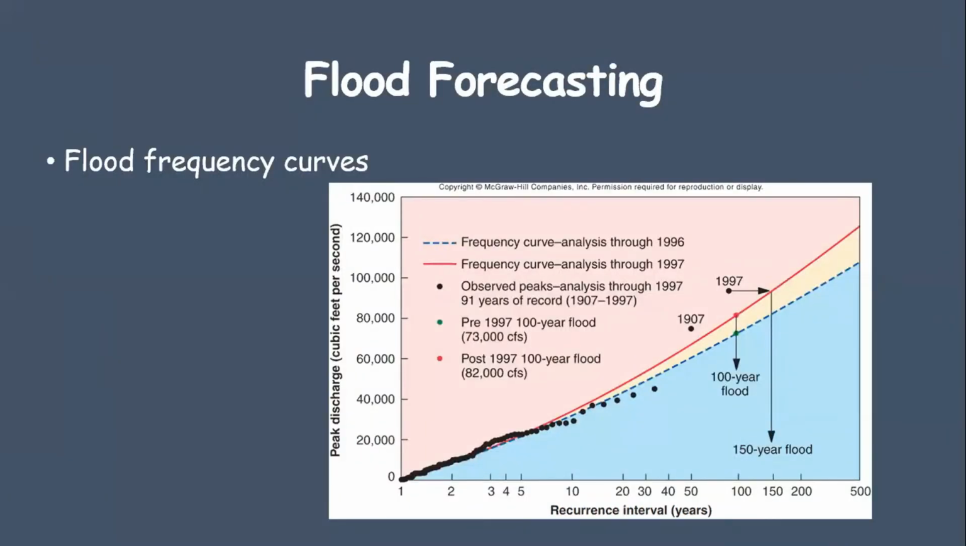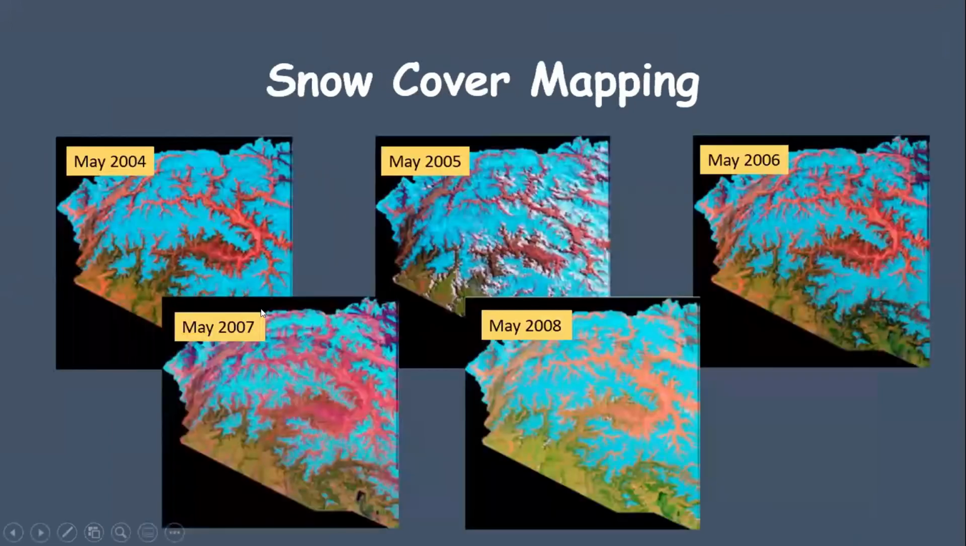We can also use frequency analysis for flood forecasting. By creating a flood frequency curve, we can forecast future floods. The next example is snow cover mapping. As we know, river systems in Pakistan or in any country are mostly sourced from mountainous areas covered by snow. Ultimately, the melt of snow and glaciers contributes fresh water to the river system.